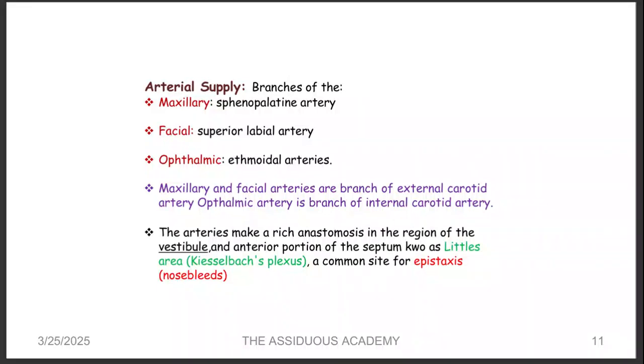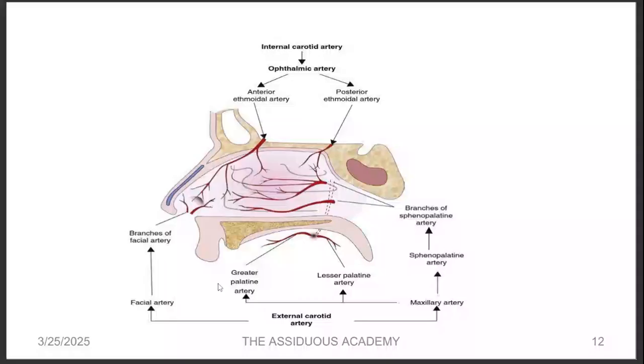So the arterial supply of the nasal cavity, this is important for you to know, guys, very, very important. So I've got the maxillary artery, the facial artery, and the ophthalmic artery. A branch of the maxillary, you have got the sphenopalatine artery. The facial artery, you have got the superior labial, and then the ophthalmic, you have got the ethmoid artery. Maxillary and facial arteries are branches of the external carotid. So don't worry much about this. It's as simple as this. Look at how it goes.